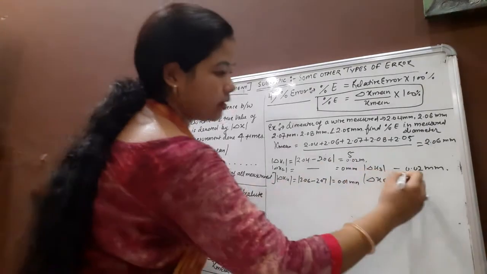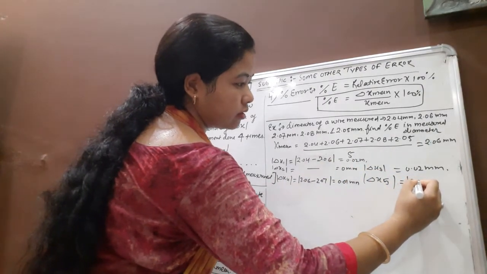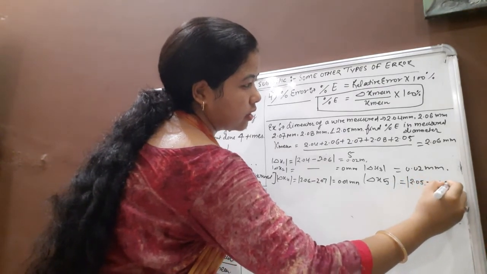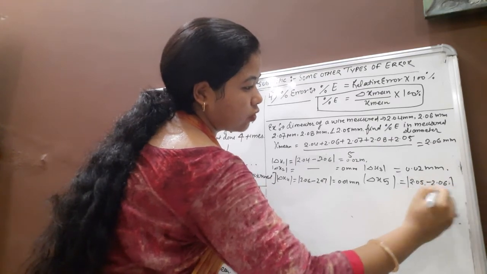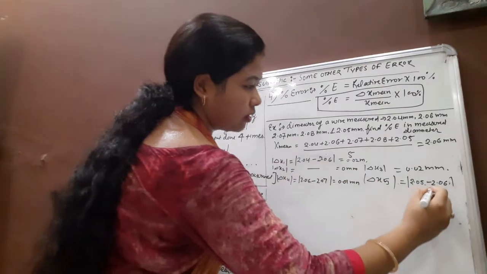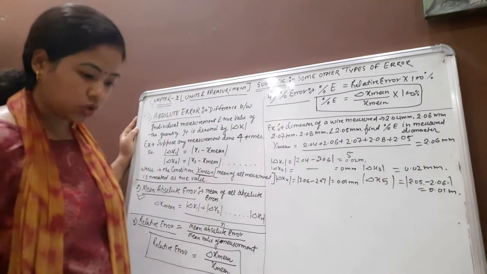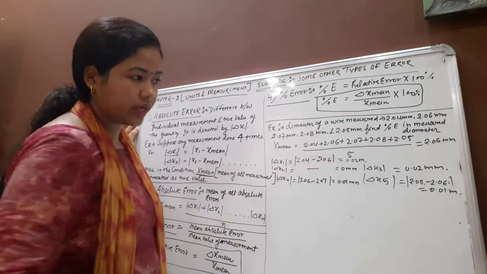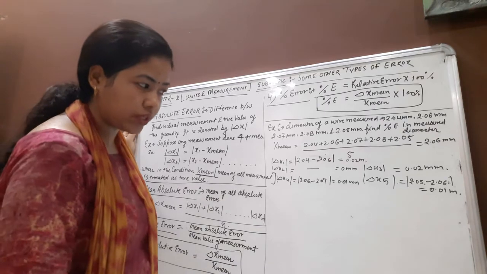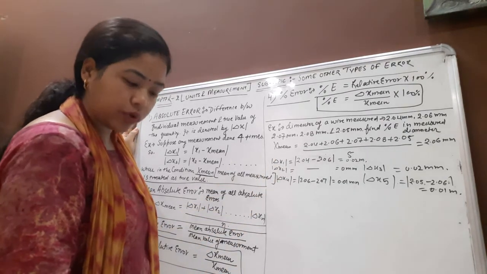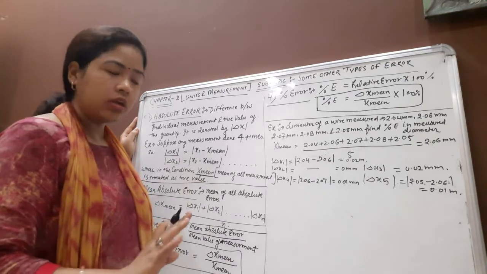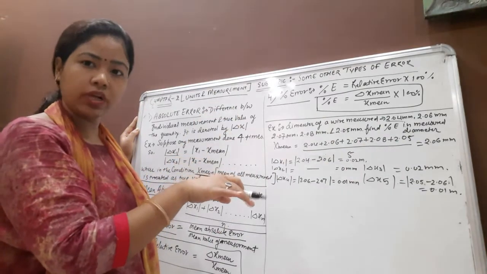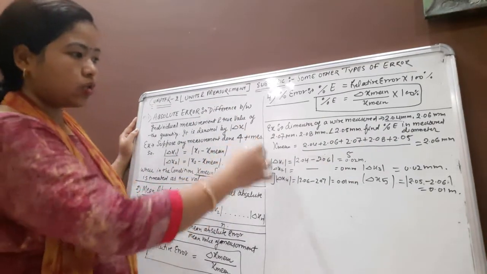Likewise, for x5 you will get 2.05 mm minus 2.06 mm, and you will get 0.01 mm. The order you can change. If you write this value at the very first, then this will be the very first absolute error. You can change the order likewise. So we will get 5 absolute errors.